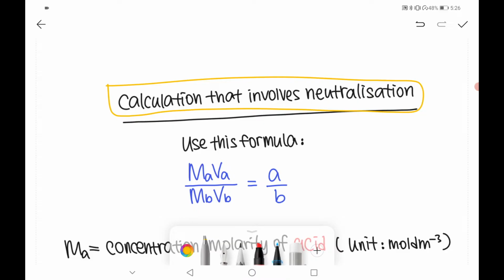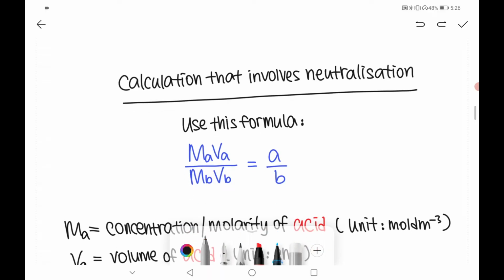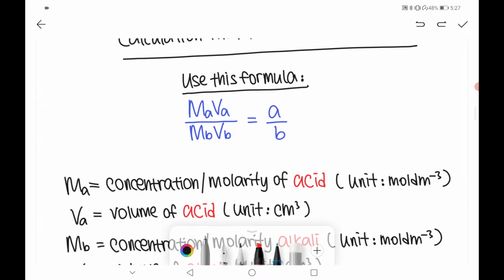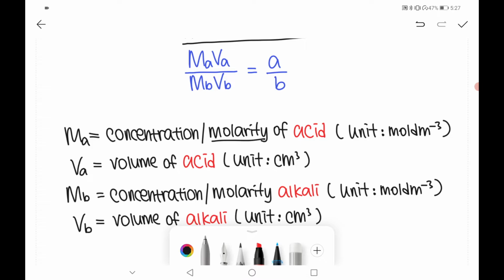If we have a neutralization reaction, how are we going to do the calculation process? To do the calculation for the neutralization process, we will use this formula: MA VA divided by MB VB equals A over B. We need to know what it is. MA, M stands for molarity, A stands for acid, so MA is the molarity of the acid. The unit is mole per dm cube. Remember, in SPM, all the concentration units are mole per dm cube.